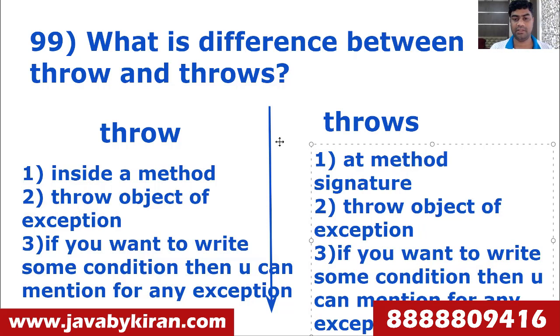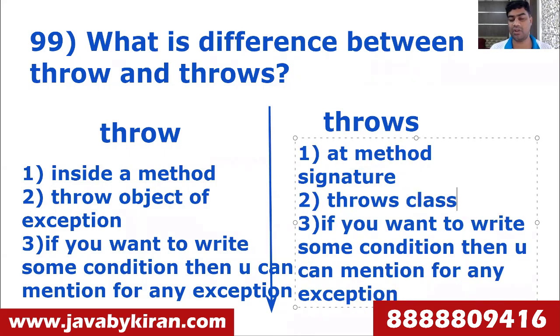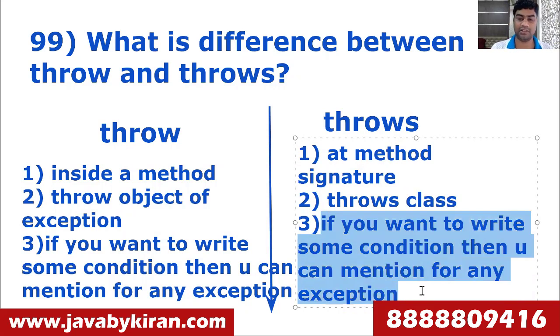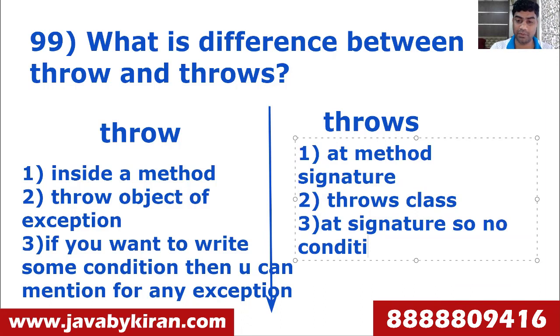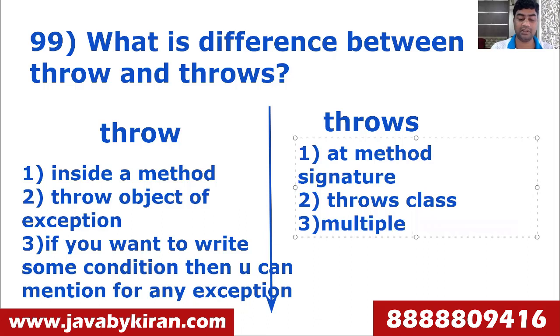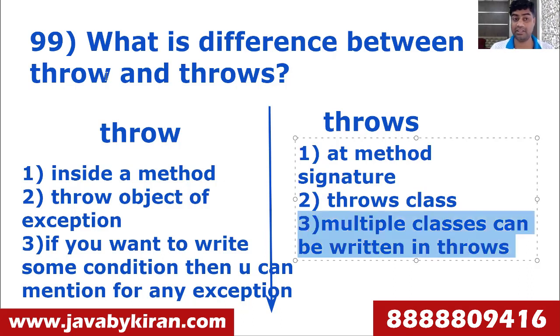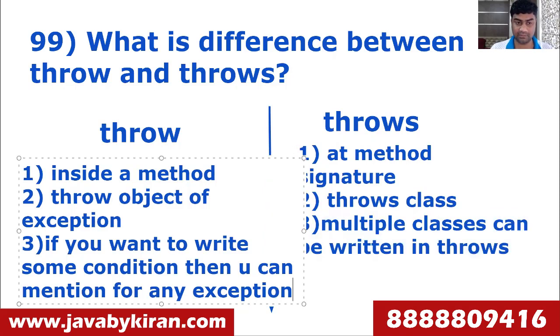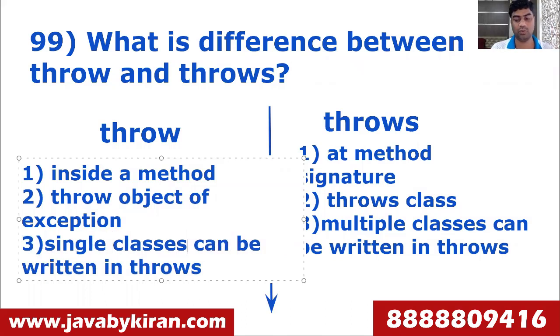Then with throws, we need to mention a class, not an object. You cannot mention a condition because it's at the signature. So no condition. But if you feel this difference is a little difficult, you can say multiple classes can be written in the throws clause. Whereas with throw, single class, at a time only one. One throw, one exception. So like that, these are the differences.